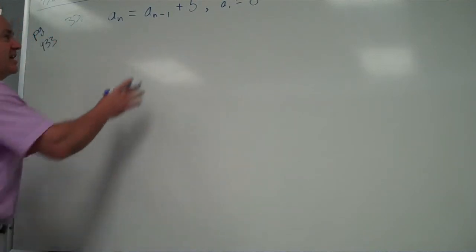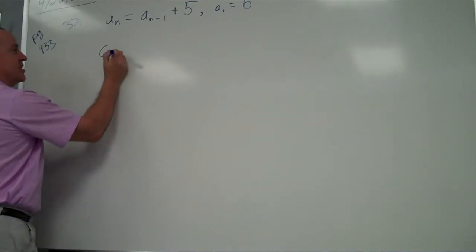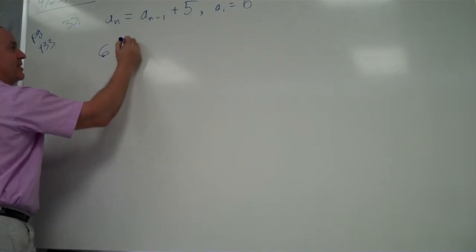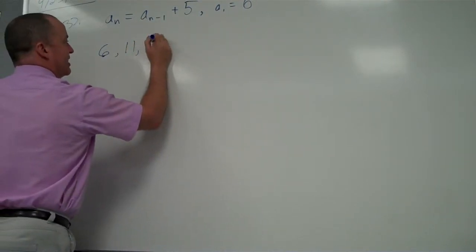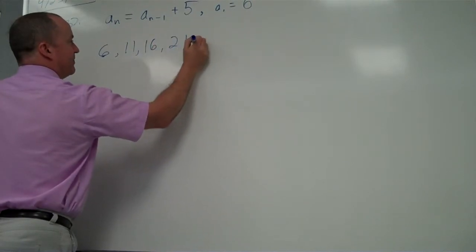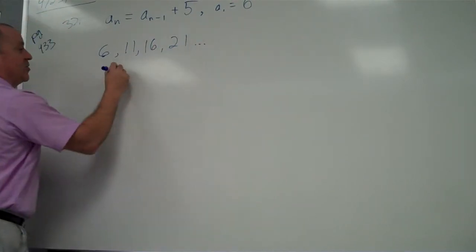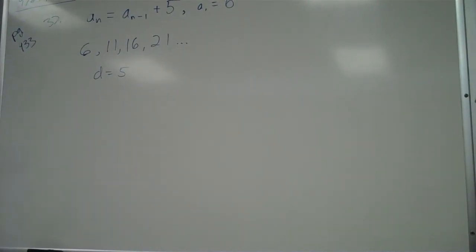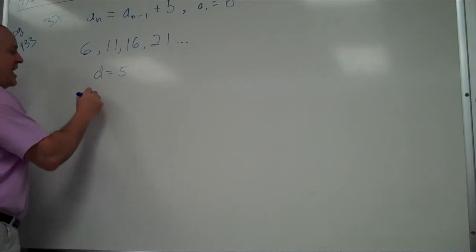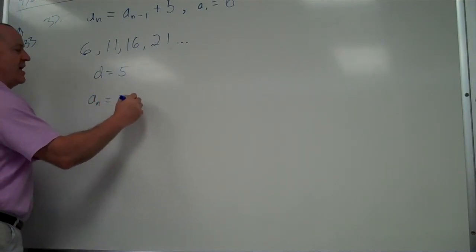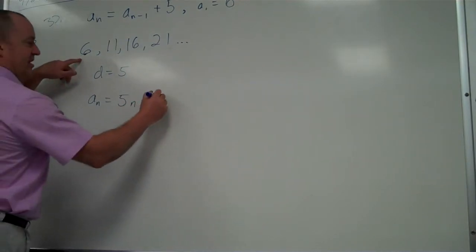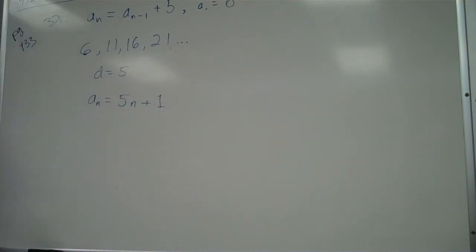So what they're saying is a sub 1 is 6. The next term in this series is going to be 6 plus 5, 11. Then it's going to be 16, 21. So d would be 5, which means, remember, if you treat the d of an arithmetic series like slope, you're looking at a sub n equals 5n plus something. Plus what? Well, since we started at 6, I would say plus 1. Please take a moment and double check me that that works for the first 3 or 4 terms.